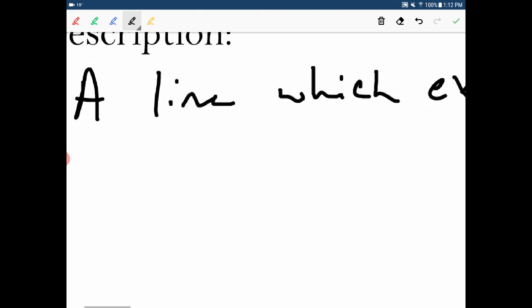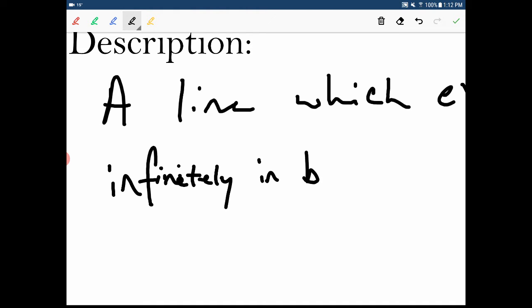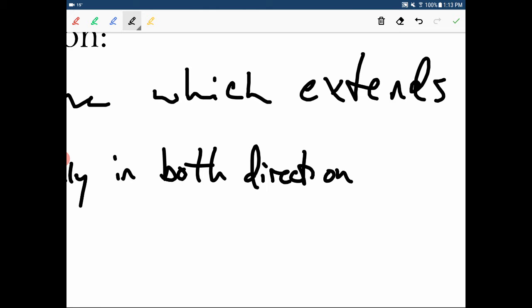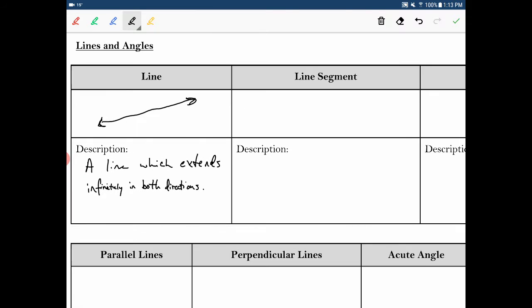Infinitely in both directions. So that's what a line is. Like I say, what's important here is that when we talk about a line in math, it goes on forever.